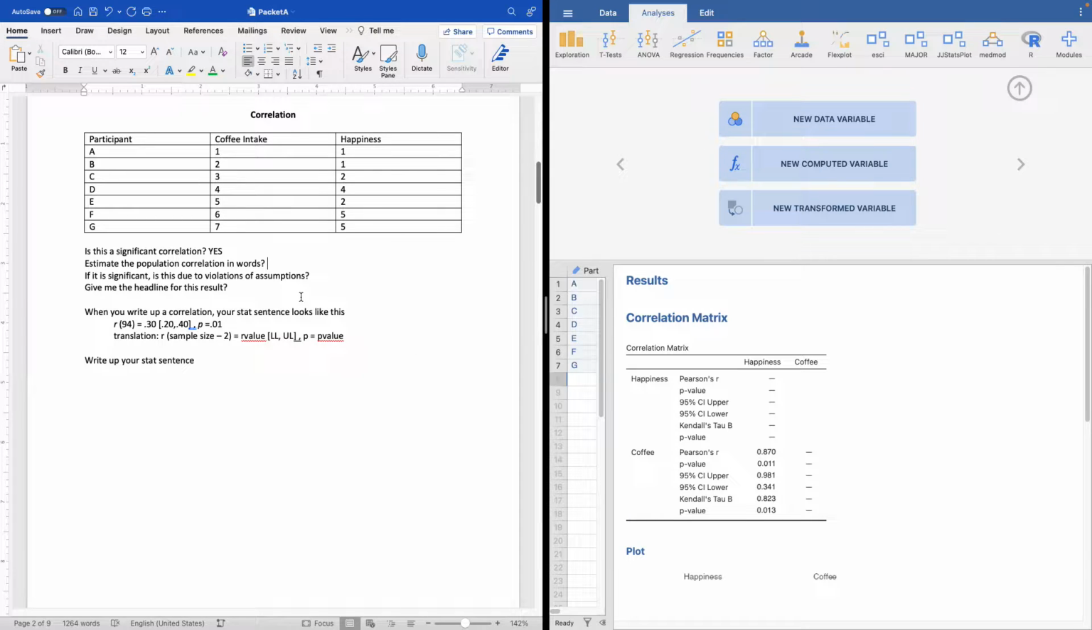Now, a correlation of 0.1 is small, 0.3 is medium, and 0.5 is large. So this is between a medium and large correlation. Is the significance due to a violation of assumptions? No, because Kendall's tau p-value is also significant. So, no. Now, whenever there's a difference between the two p-values, you trust the non-parametric.